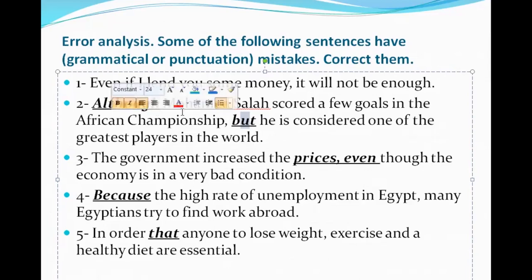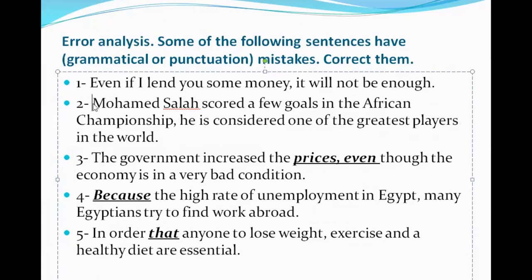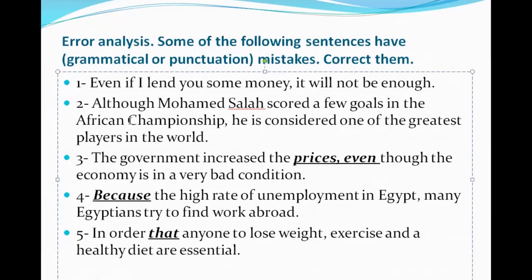So if you look at that, although Mohamed Salah and then but, one of them has to be removed. And you can actually remove any one of them. You can remove although. Mohamed Salah scored a few goals in the African Championship, but he's considered one of the greatest players. Or you can remove but and keep although. Although Mohamed Salah scored a few goals in the African Championship, he's considered one of the greatest players in the world. But you can't have both of them at the same time.